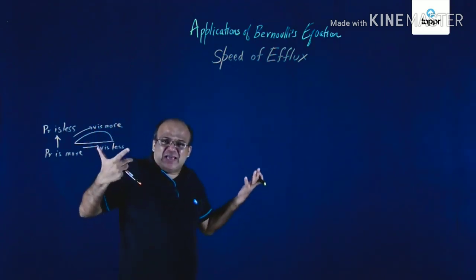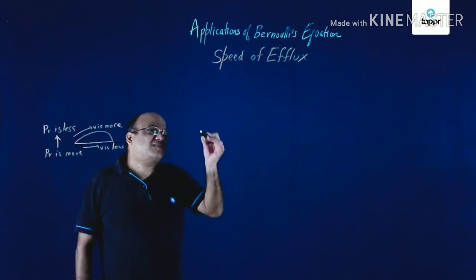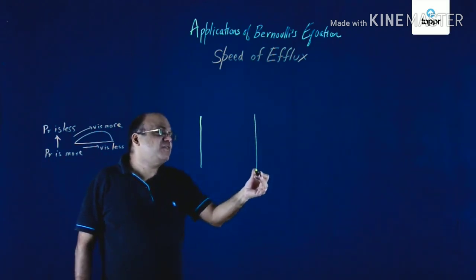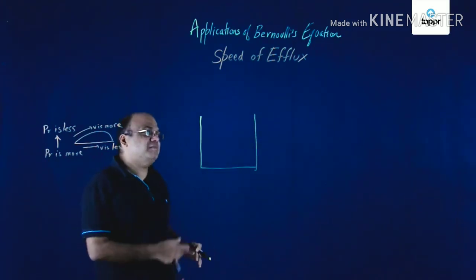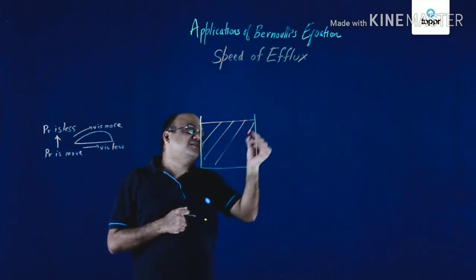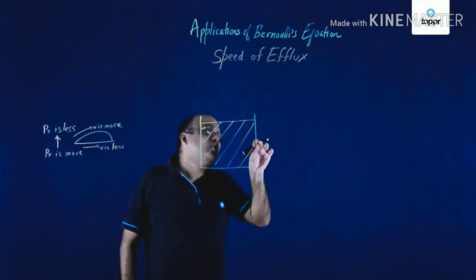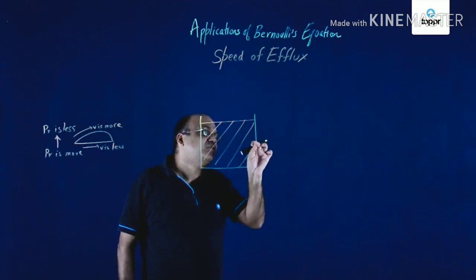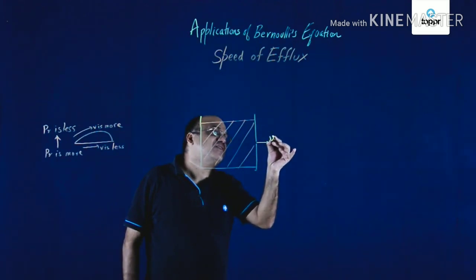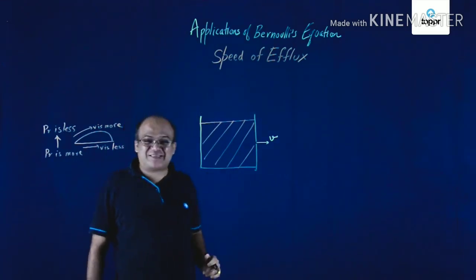In this lesson, we are learning an important application of Bernoulli's equation, that is speed of efflux. This is a tank. This tank is filled with some liquid. And we make a hole in this tank. Through this, liquid will come out with some velocity v. That v is called speed of efflux.